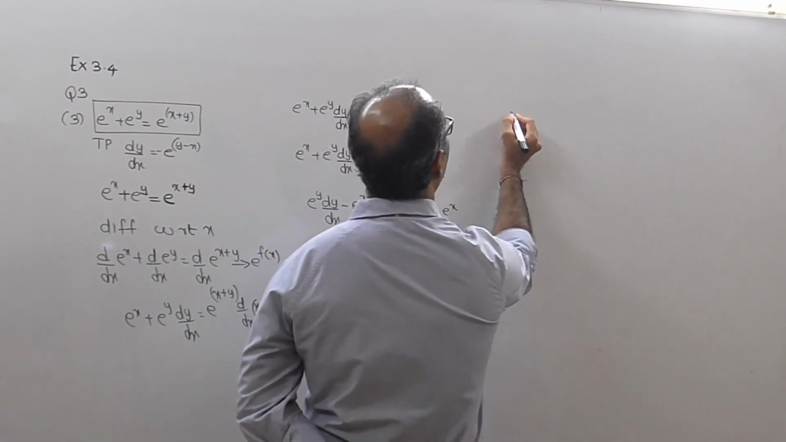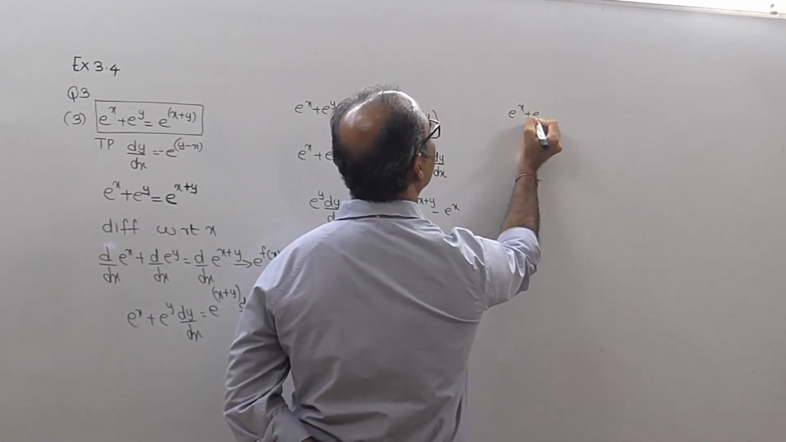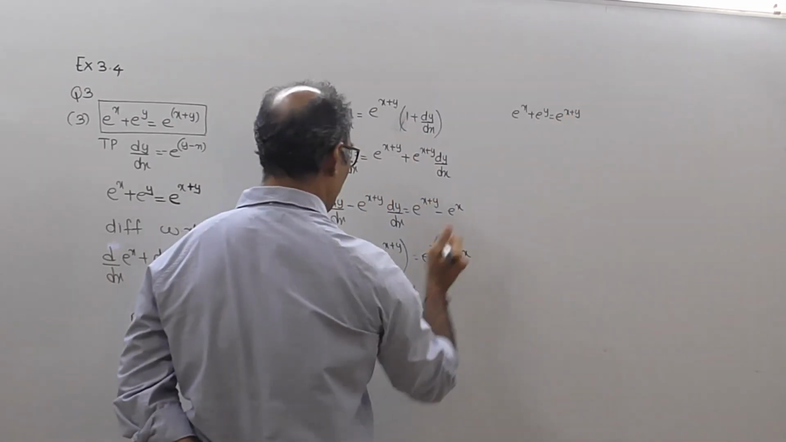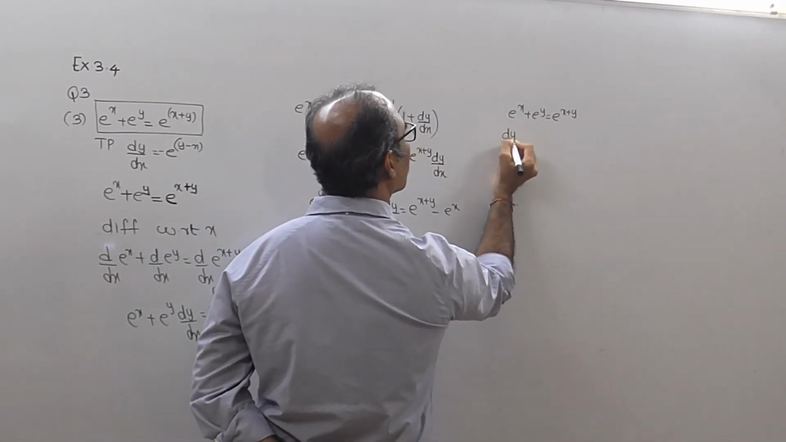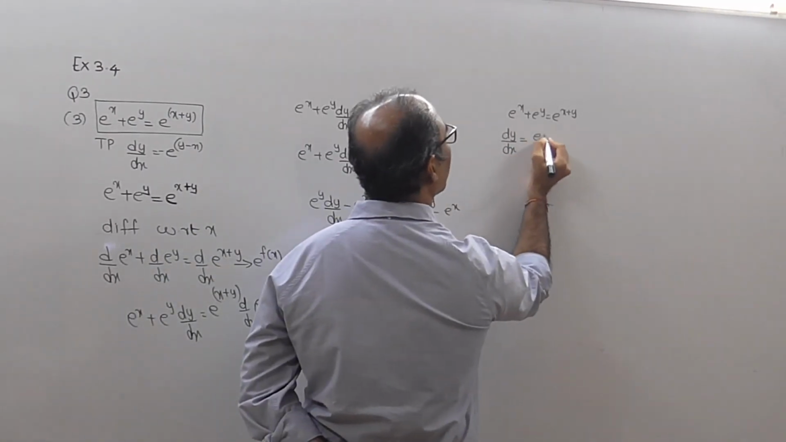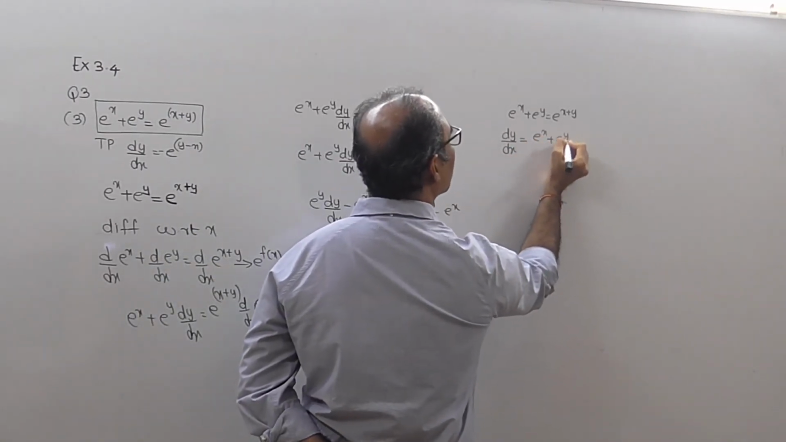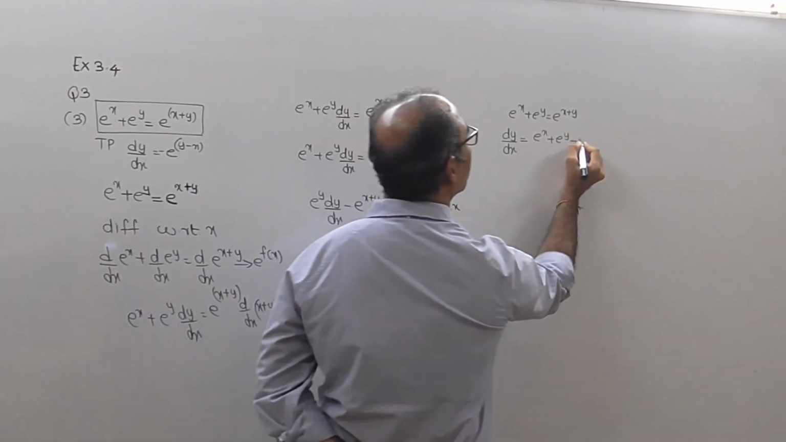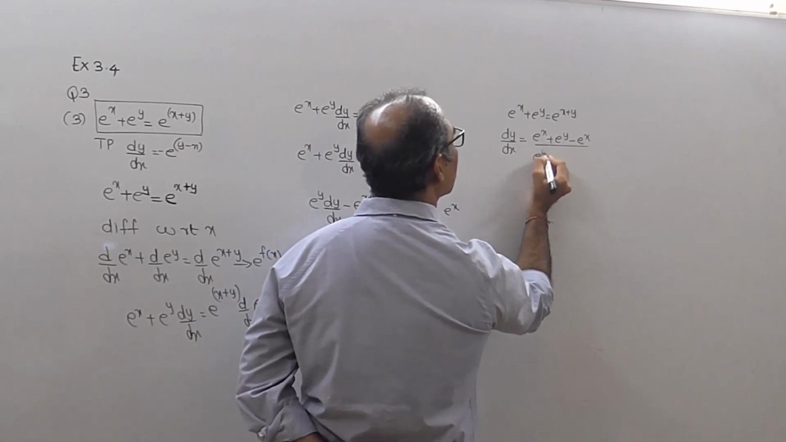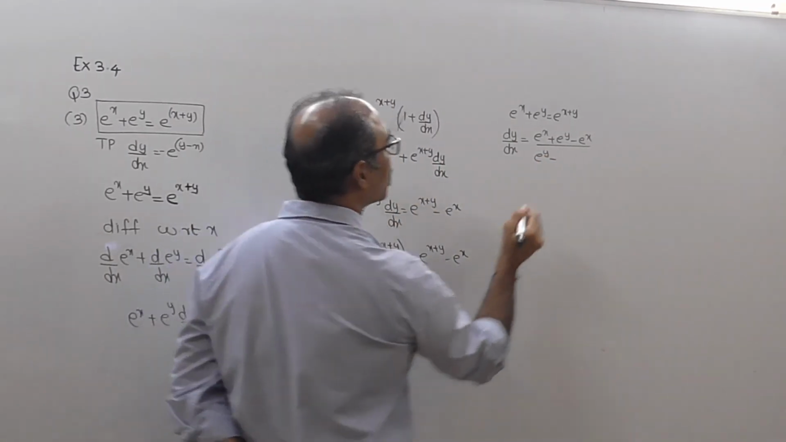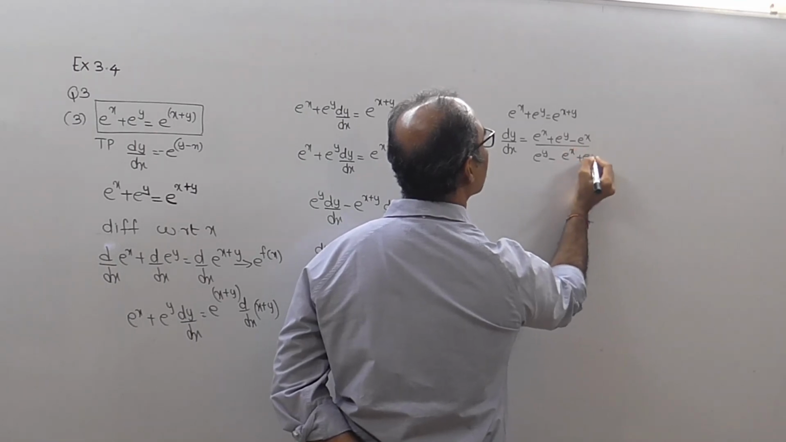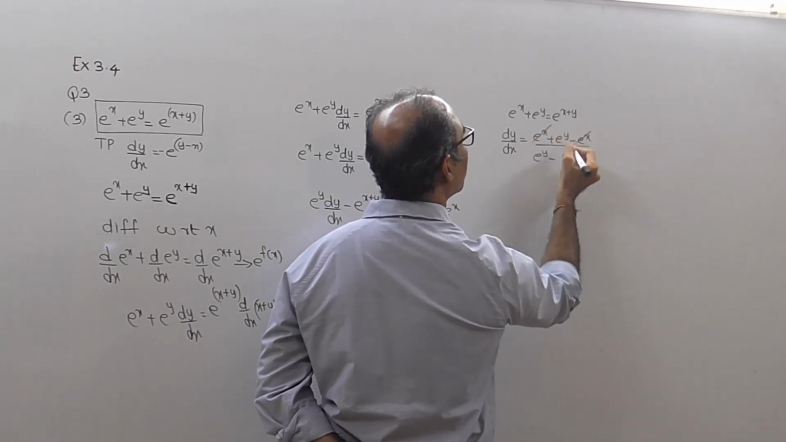See, the question says that e raised to x plus e raised to y equal to e raised to x plus y. So what you do is, in place of e raised to x plus y you write e raised to x plus e raised to y, and this minus e raised to x you copy as it is. This is e raised to y minus e raised to x plus y, that is e raised to x plus e raised to y. e raised to x cut.